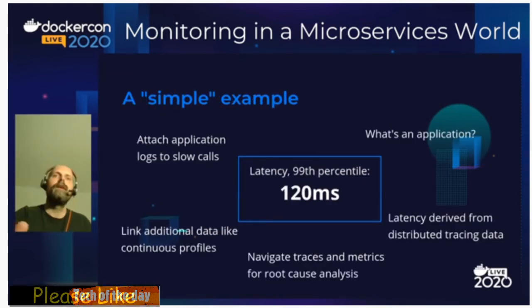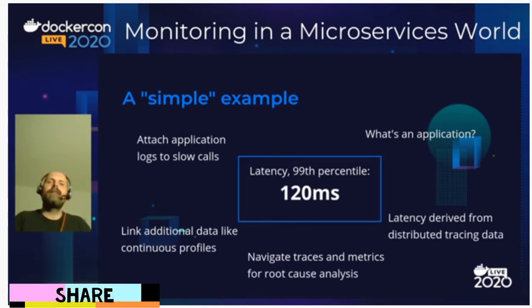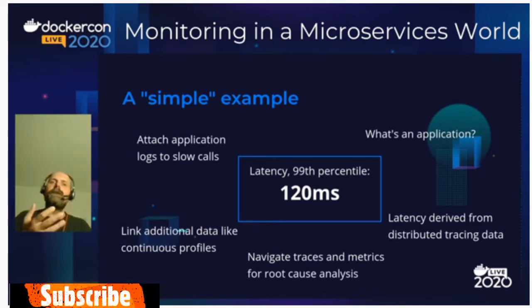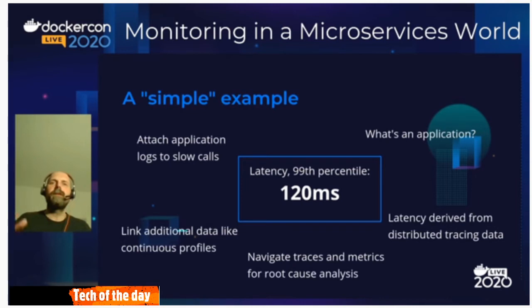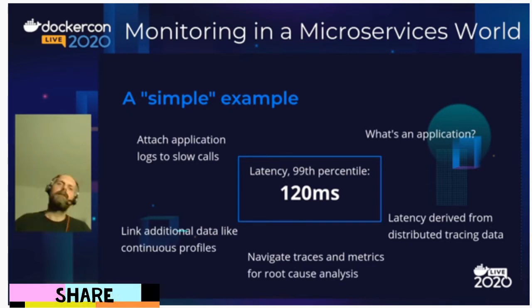So now that we had a quick introduction to the underlying data that's typically used in application monitoring systems, let's look at an example and see how this data plays together. The example I came up with is this big box in the middle saying 120 milliseconds. If you create an application dashboard, this might be a typical number that you put on it, right? And the meaning of it should be that this is the 99th percentile of your latency for your application, meaning that 99% of the calls to your application are responded to faster than 120 milliseconds, and 1% is slower than 120 milliseconds, right? Typical data that you see on your dashboard.